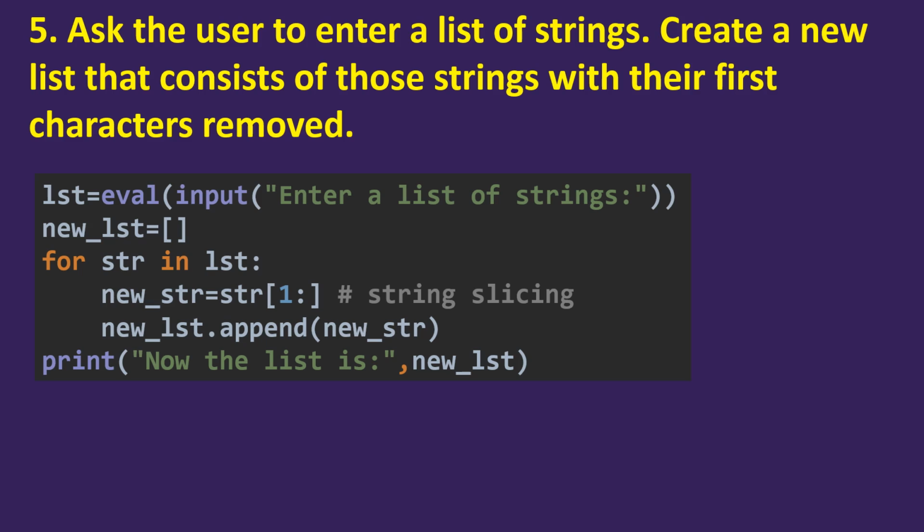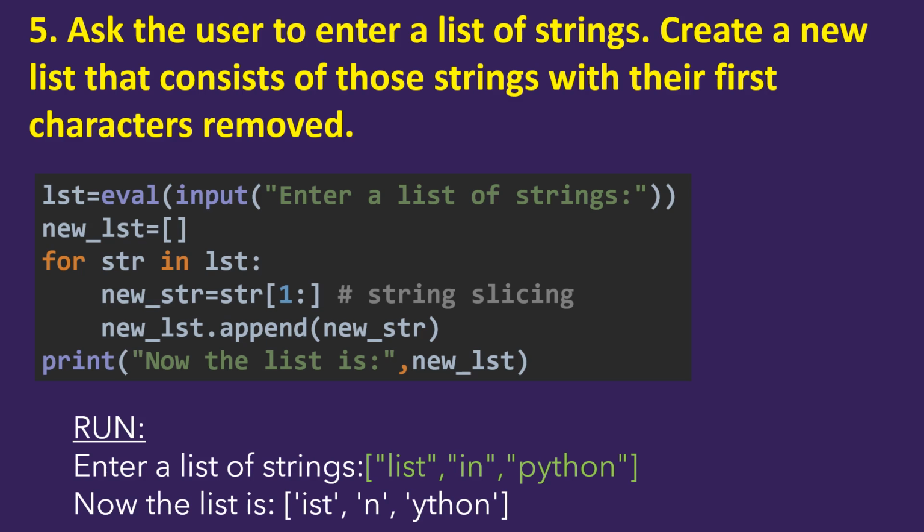Now we will append this new_str to our list new_lst. So new_lst.append, within that you just have to pass new_str. Now at the end of this loop, once you print this list new_lst, you can see the output is like this. While running the program, suppose you have entered strings such as list, in, Python. These are the 3 strings entered by the user. Now after execution, you can see the list becomes like this. In list, L is not there, in in, I is not there, in Python, P is not there. So this is how you will get it.